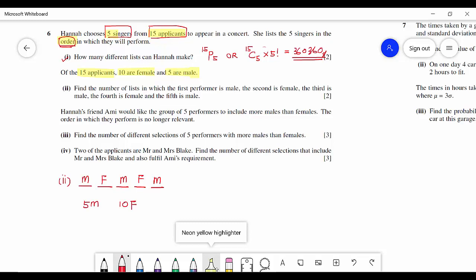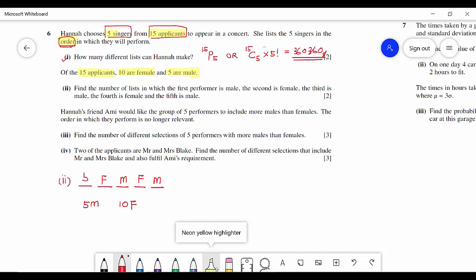Maybe we consider the very first place, the first one who performs. For the first one, they want it to be a male. So how many males can I have to select from? For this position, the first to perform, I want a male. So generally, I have 5 males.